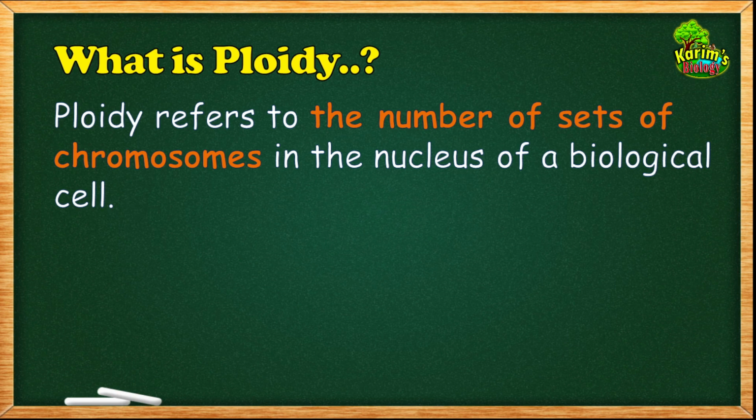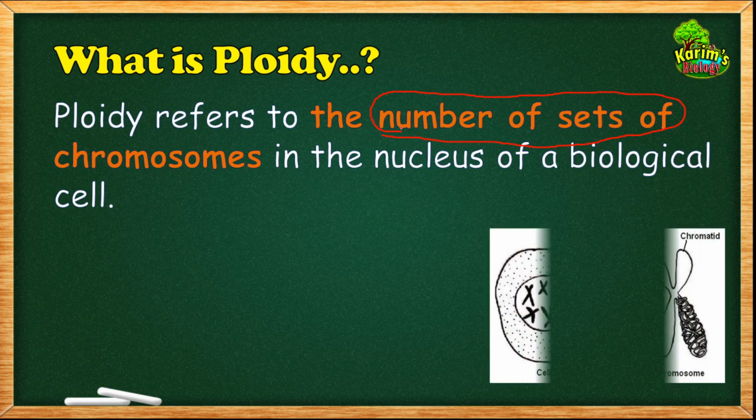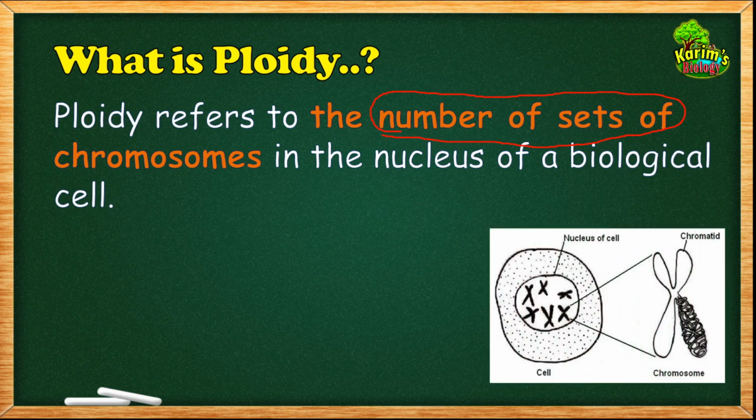So I repeat once again, ploidy refers to the number of sets of chromosomes in the nucleus of a biological cell. I hope that you knew that during cell division, DNA present in the nucleus will be condensed to form rod-like structures called chromosomes. I have also taken a session to explain how DNA is condensed to form chromosomes. If you have not watched that, I am leaving it in the iCards. Please go and watch it.